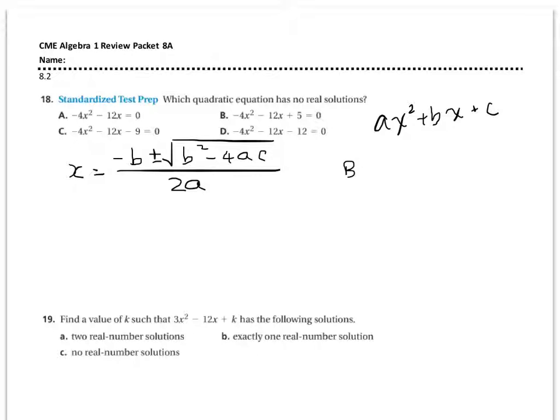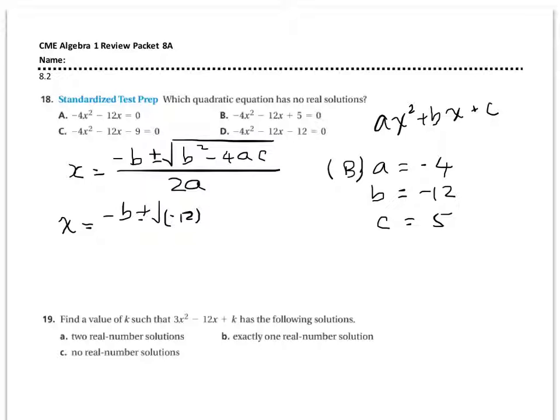If you look at b, a is negative 4 because that's the coefficient of x squared. B is negative 12. C is 5. Plug the numbers in. We have x equals negative b plus or minus the square root of negative 12 squared minus 4 times negative 4 times 5, divided by 2 times negative 4.